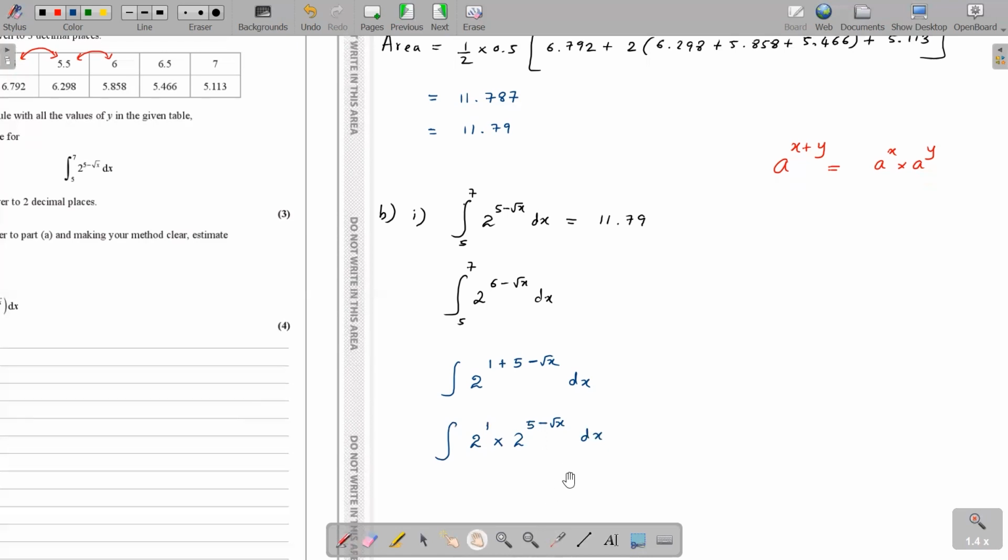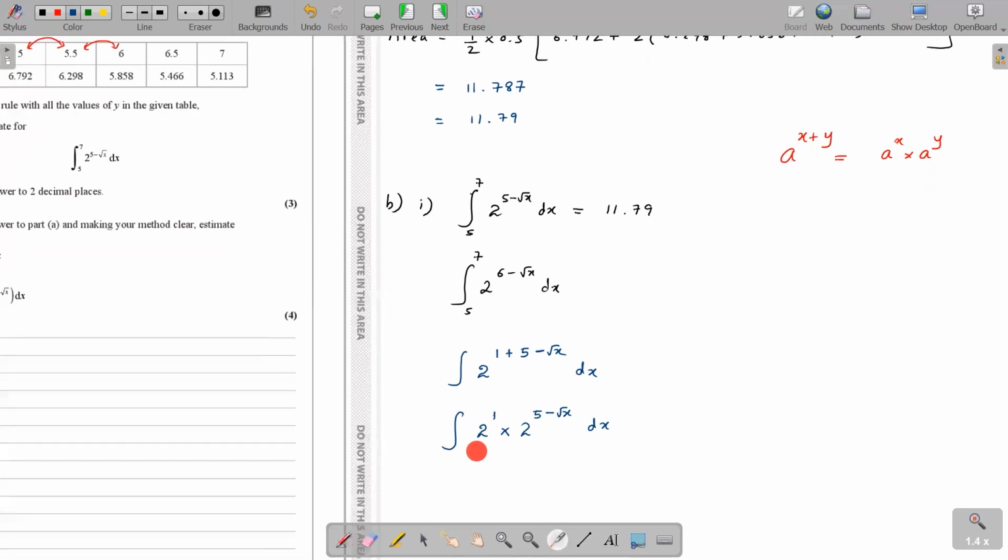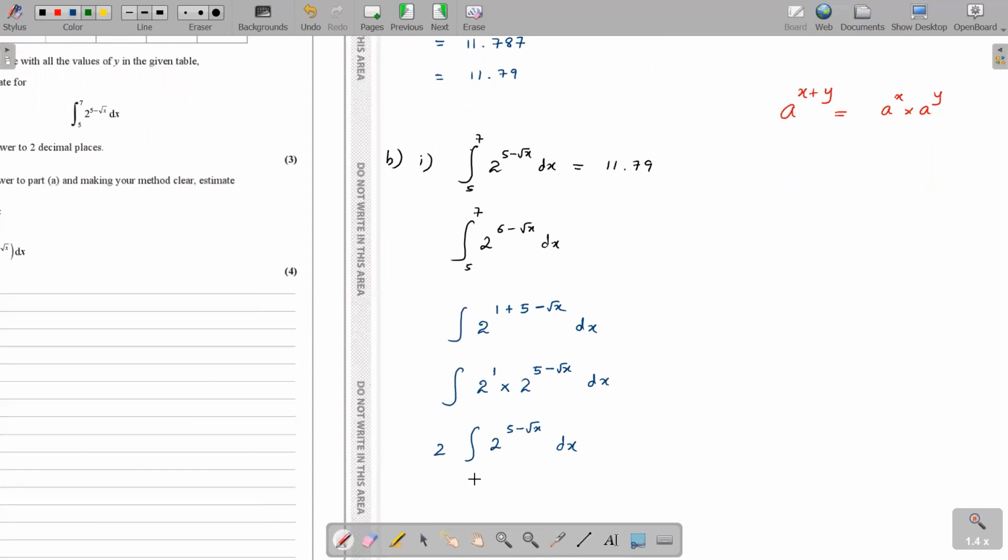And now what happens? 2 to the power 1 is actually 2, which is a constant. So it can come out of the integration. You can take constants out of the integration. So 2 comes out, and inside the integral sign, you have 2 to the power 5 minus root x. The limits are from where to where? From 5 to 7.